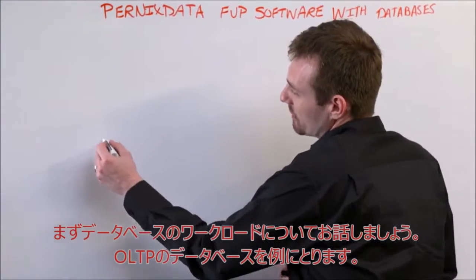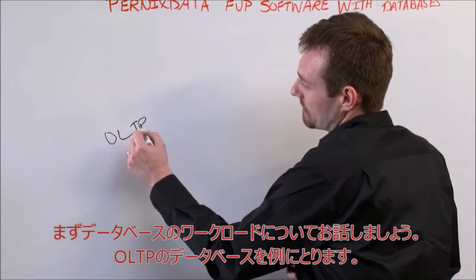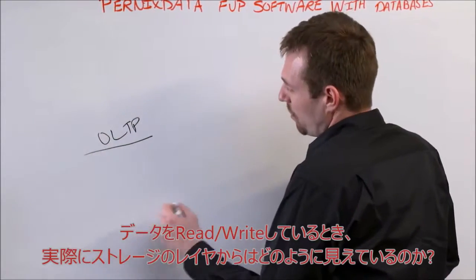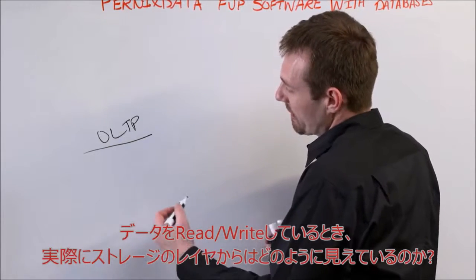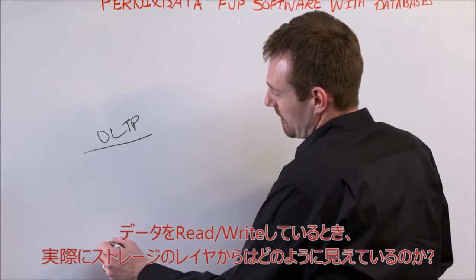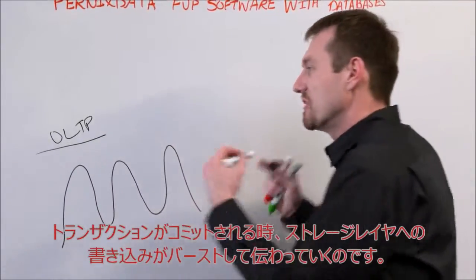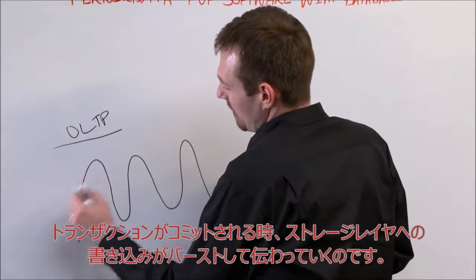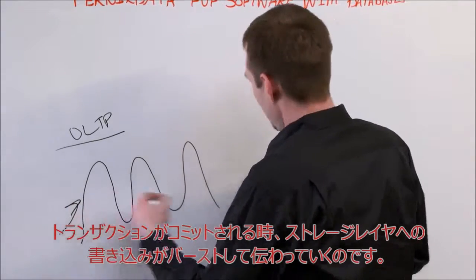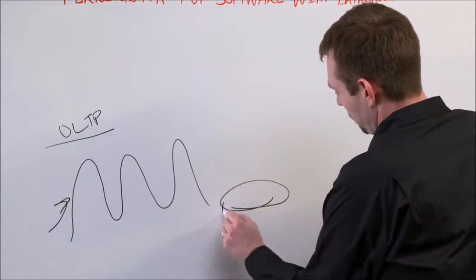To do that, let's talk a little bit about OLTP databases as an example. So what does that actually look like when we're reading and writing data? To the actual storage layer, what that looks like is something like this, with peaks and valleys, because as transactions are committed, we're bursting this write data down to the actual storage layer.